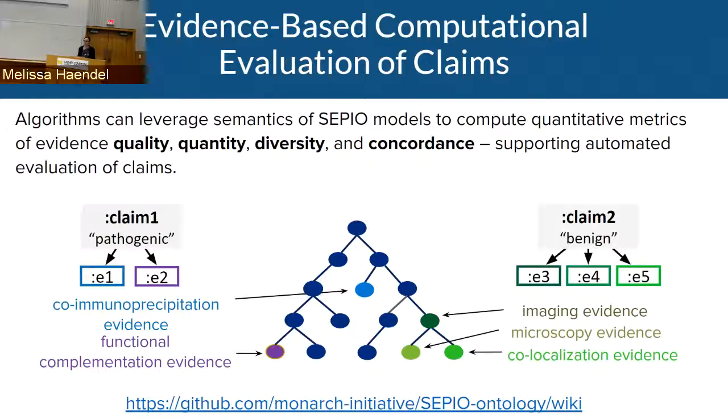So here, for example, I've got lots of imaging evidence that says that it's benign, but I've got co-immunoprecipitation evidence and functional complementation evidence, which are two very different kinds of evidence that both say it's pathogenic. And so those two very different types of evidence might be more corroborative that it's pathogenic versus really all very similar types of evidence over there on the right saying that it's benign. You can also ask the question, did the same lab do the same assays or did it come from different labs? Which would also corroborate those types of findings.